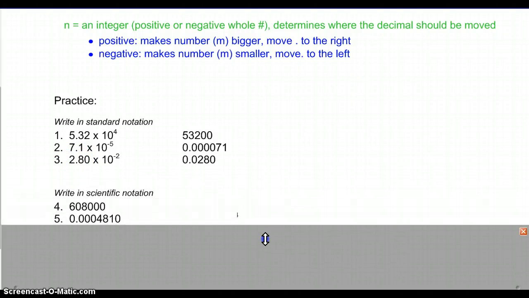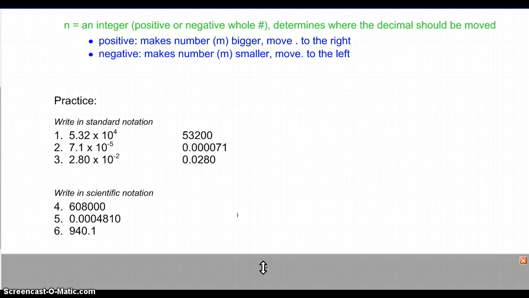Now why don't you try doing the opposite. Take these and write them in scientific notation. Pause the video at this time to do so.